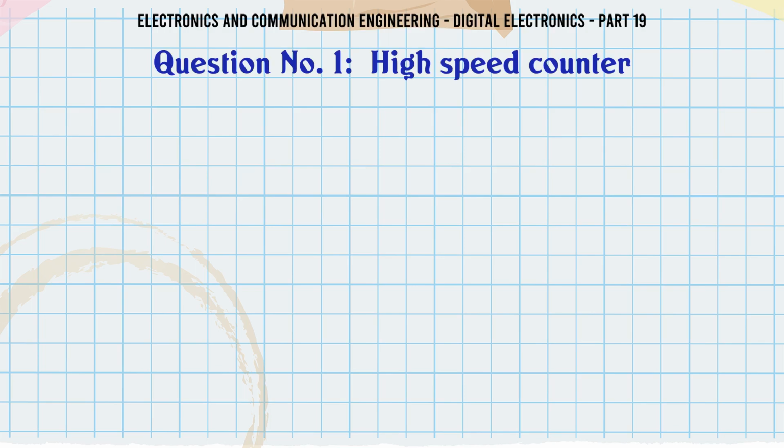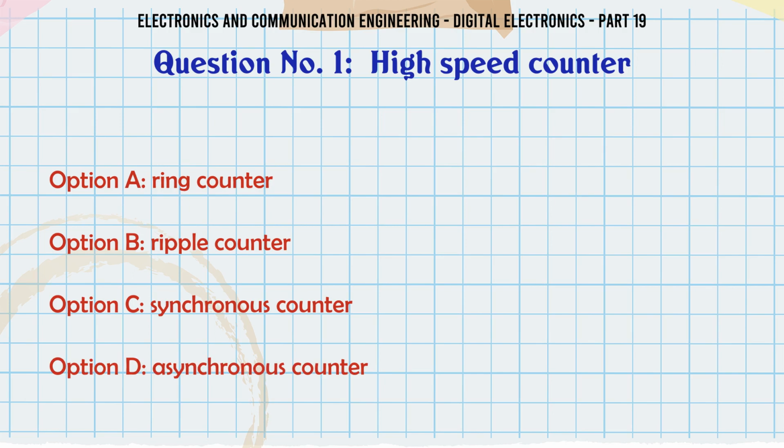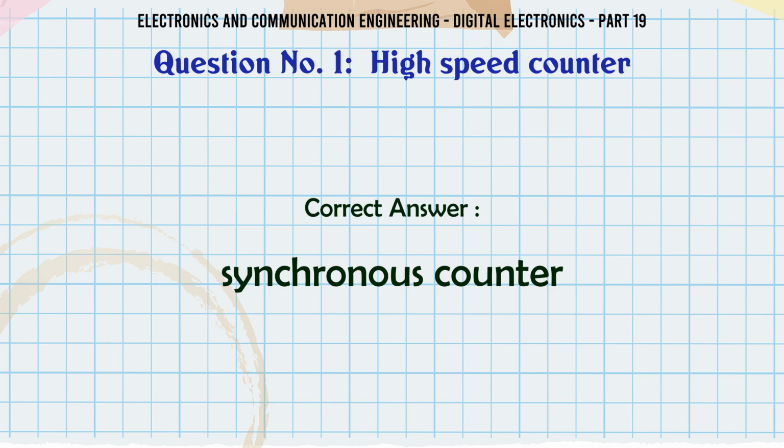A. High-speed counter, B. Ring counter, C. Ripple counter, D. Synchronous counter, E. Asynchronous counter. The correct answer is synchronous counter.